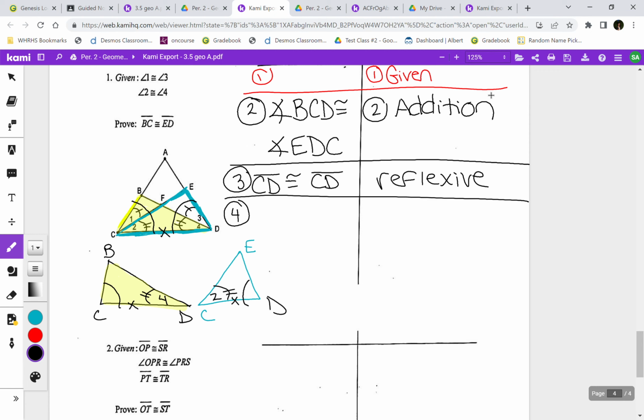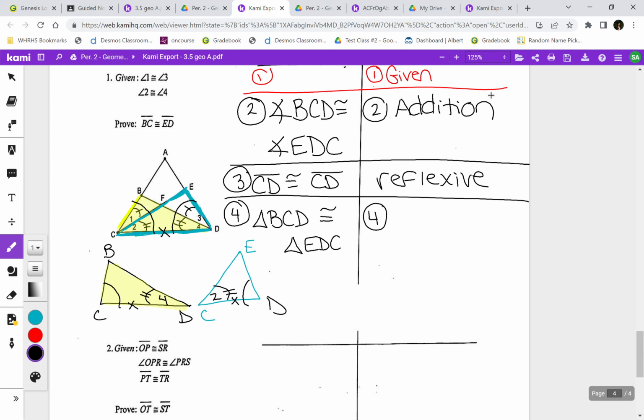So now, can I say the triangles are congruent? Yes, triangle BCD. Now, I said triangle BCD. Who's going to match it up for me? I said BCD. Charlie? EDC, you got it.